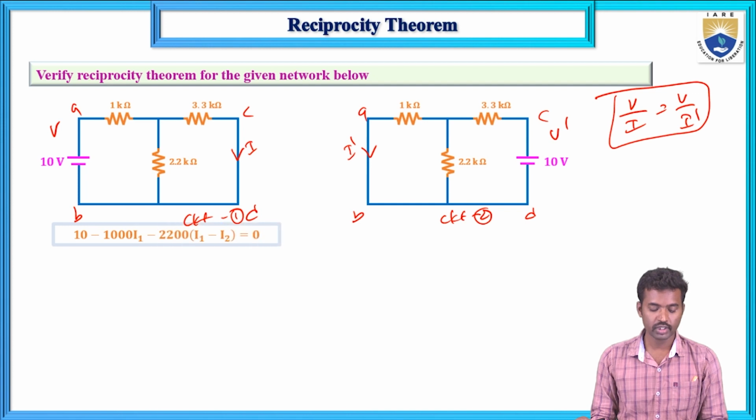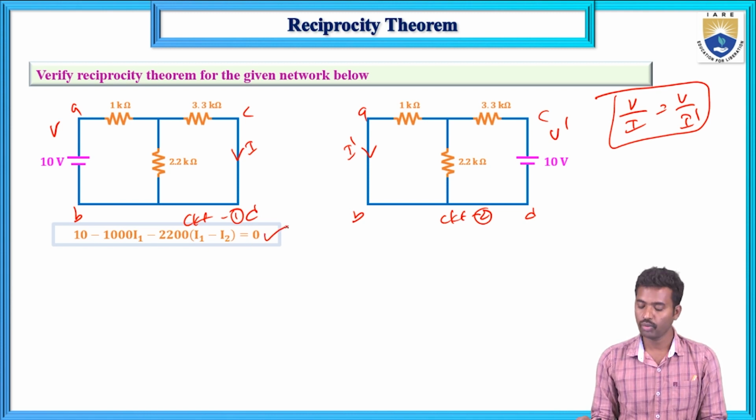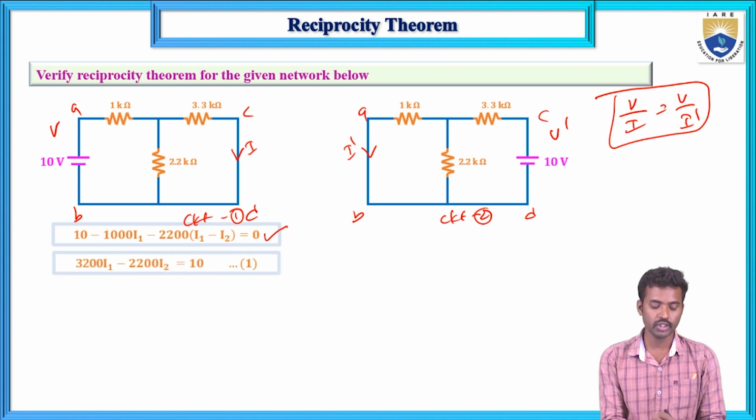Now for circuit 1, 10 is the rising voltage, minus 1000 I1 minus 2000 (I1 minus I2) equals 0. This is equation number 1. Now if you simplify this one, 3200 I1 minus 2200 I2 equals 10. Equation number 1. Now the second mesh equation.